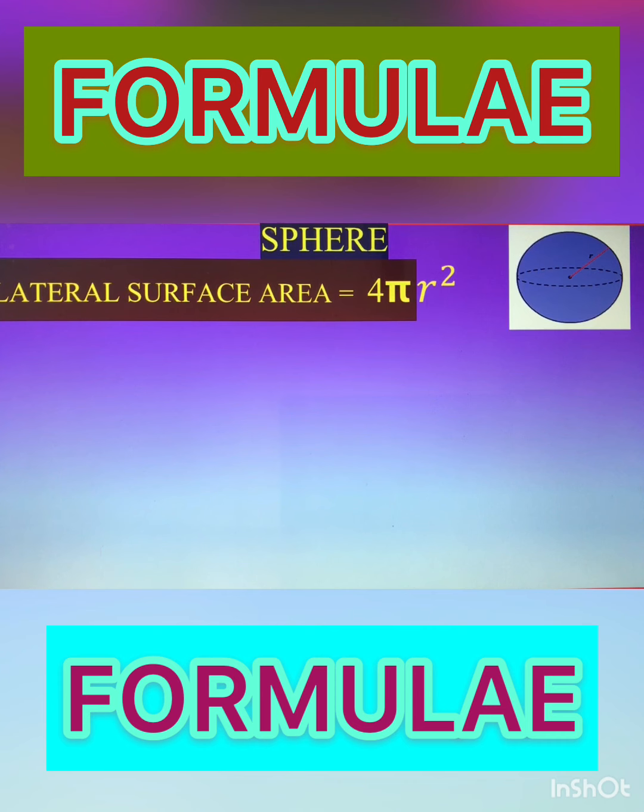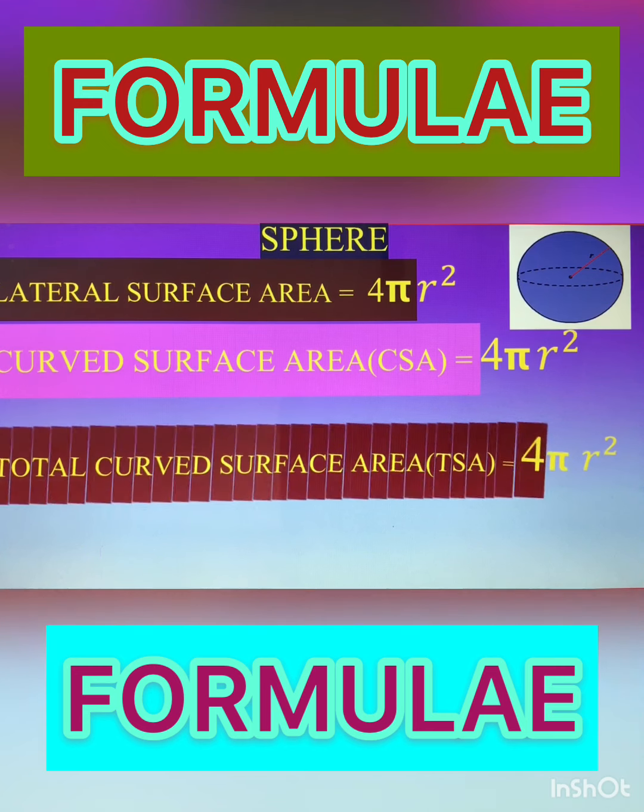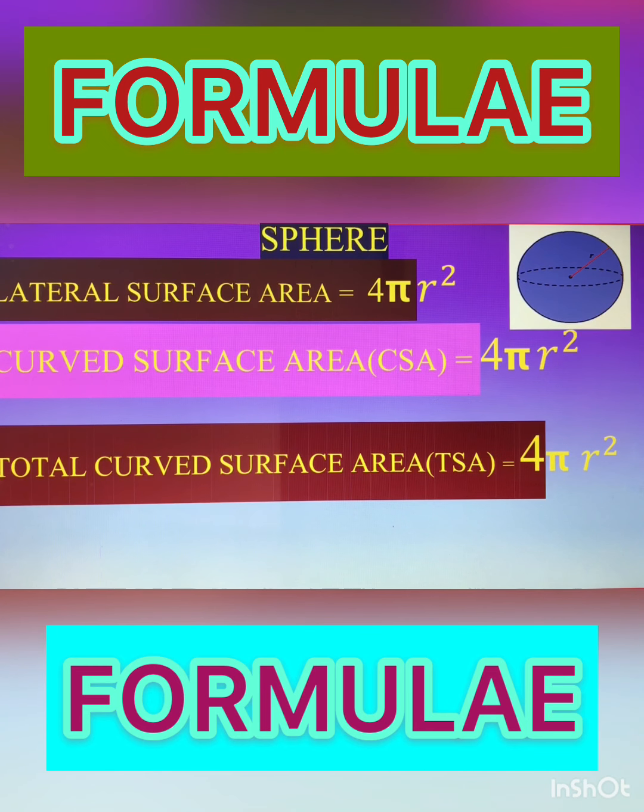It is 4 pi r square, and then the curved surface area of the sphere, that is again the same thing, 4 pi r square, and you will get another thing also the same, that is total curved surface area of the sphere, that is 4 pi r square. Means all three things are just equal, that is 4 pi r square.